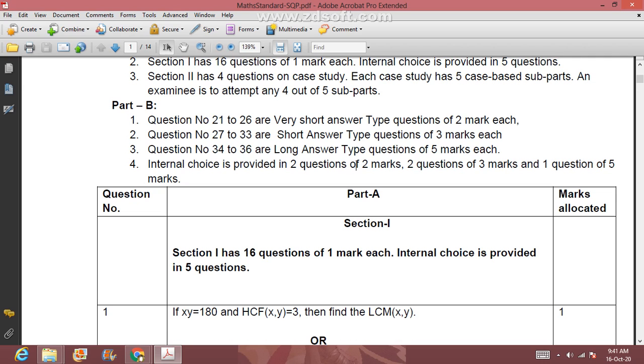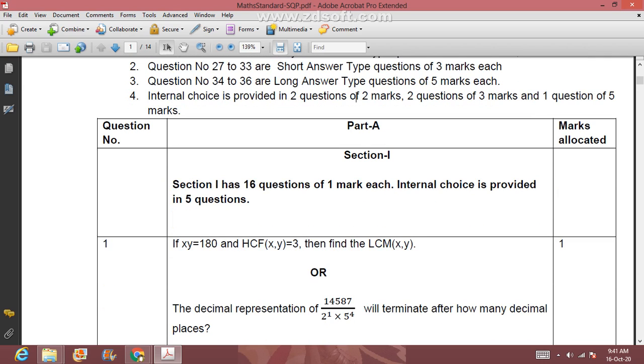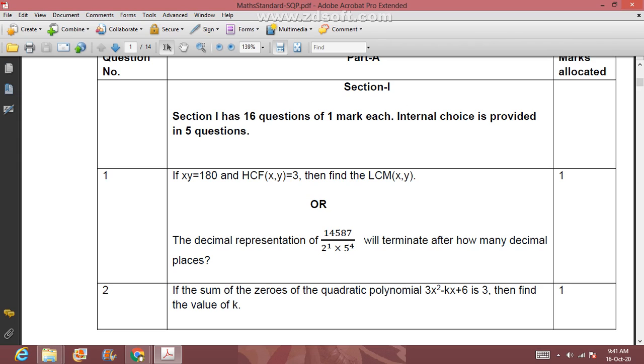Okay, so this will be the sample question paper which is issued by the CBSE. See here, Part A, marks allotted. Question number 1, Section 1 has 16 questions, 1 mark each, internal choice is provided in 5 questions. For example, see here, question number 1. It is not a multiple choice question, even though it is a 1 mark question. You have to solve it.